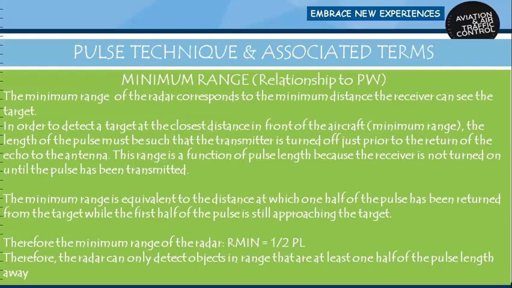This is the first opportunity for the receiver to see the leading edge of the returned pulse and is therefore the minimum range of the radar. So the minimum range of radar is R minimum equals half of the pulse length. Therefore, the radar can only detect objects in range that are at least one half of the pulse length away.